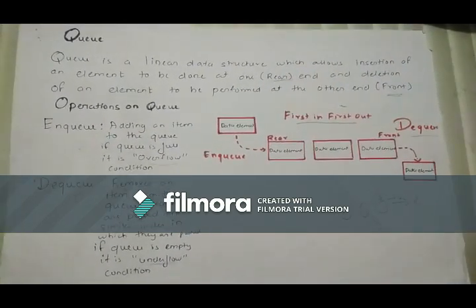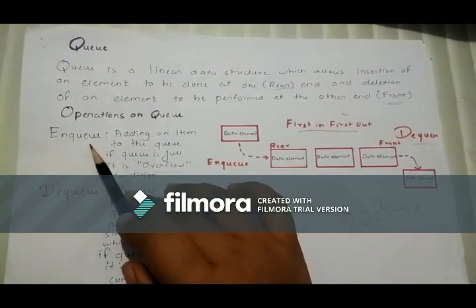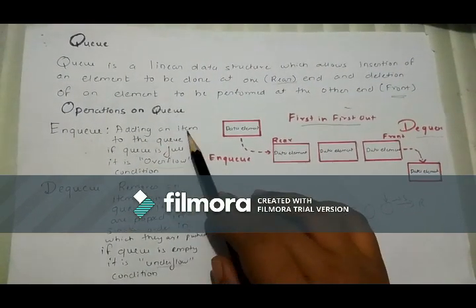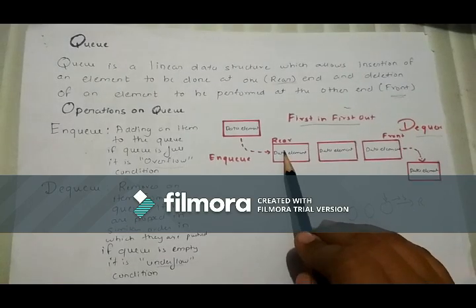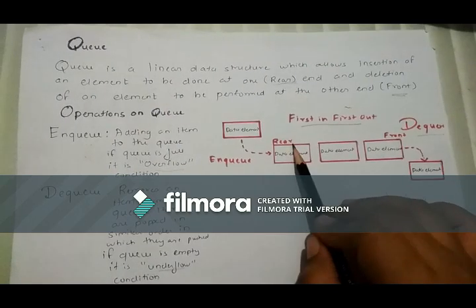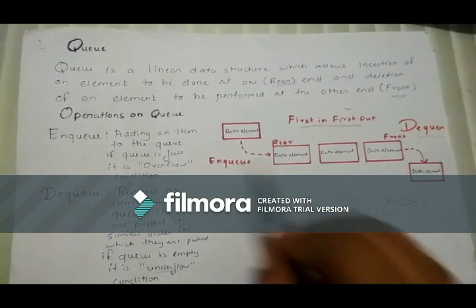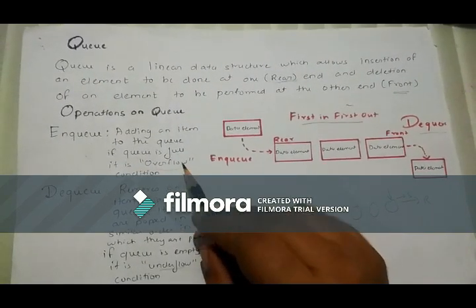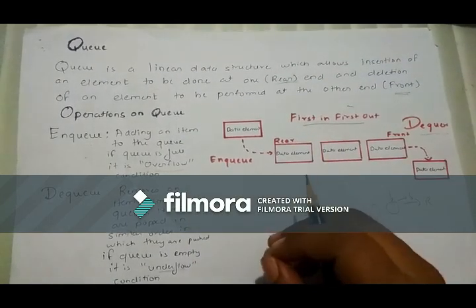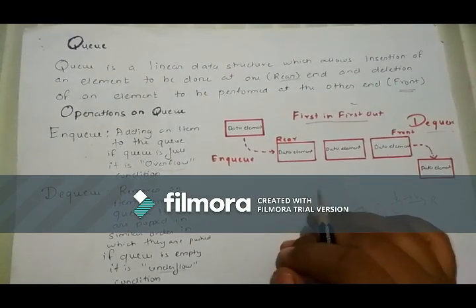There are two main operations that can be performed on a queue. They are enqueue and dequeue. Enqueue means adding an element to the queue. Now, addition of an element in the queue happens at the rear end. While adding an element to the queue, we must check the overflow condition. Overflow condition means we have to check whether the queue is full. If the queue is full, we cannot add another element to the queue.